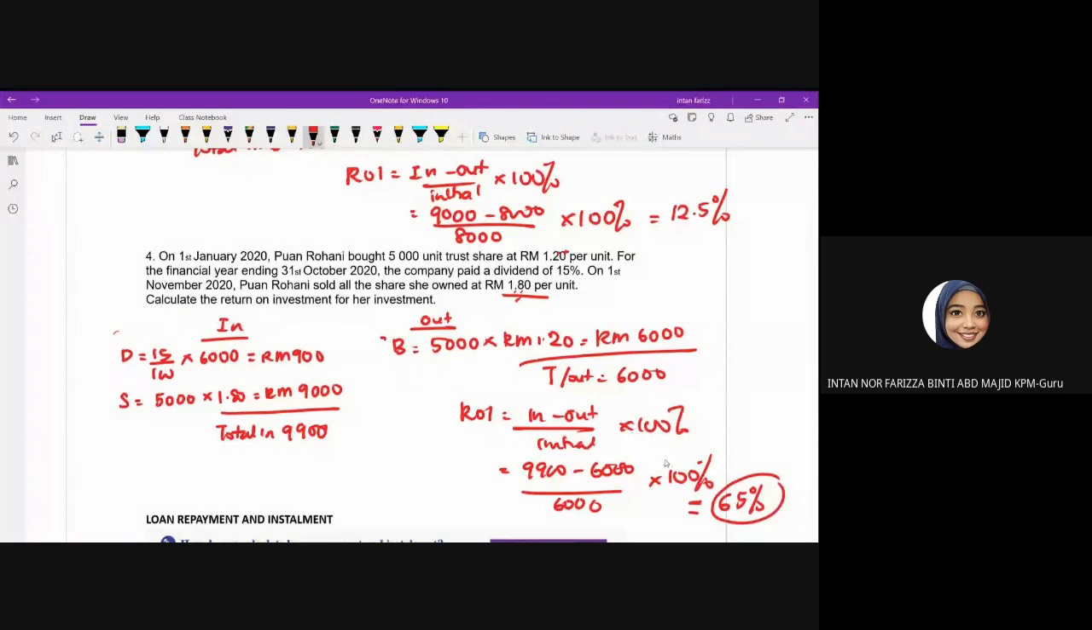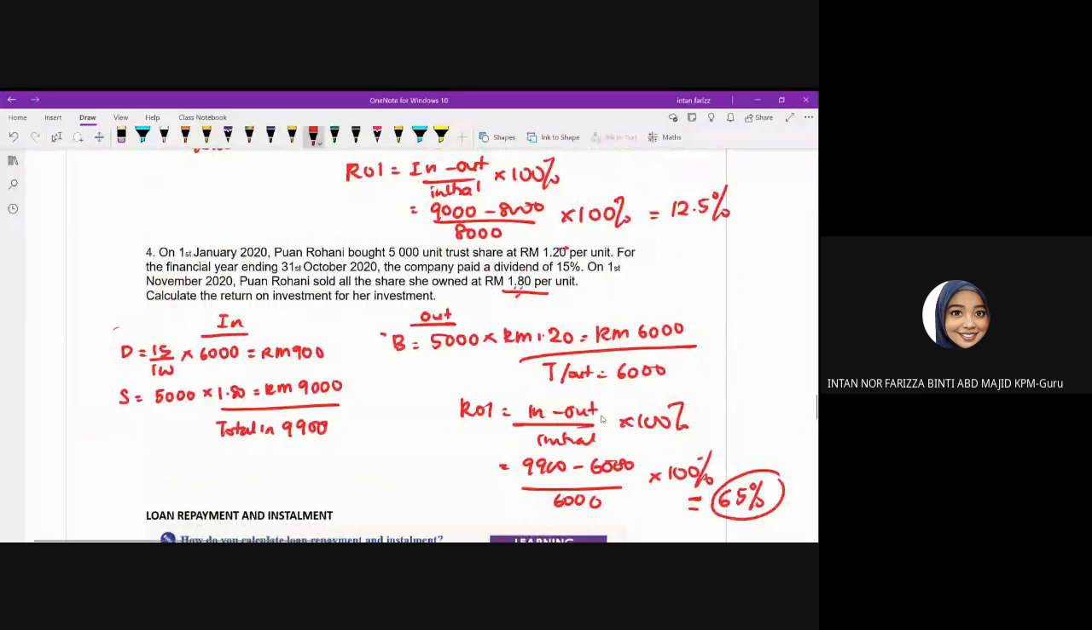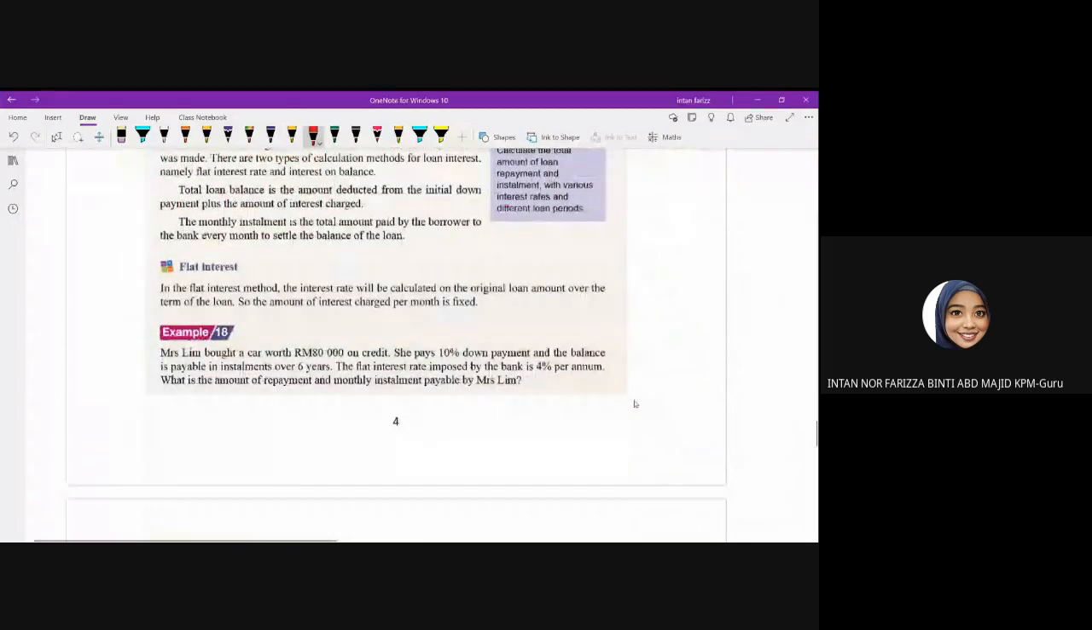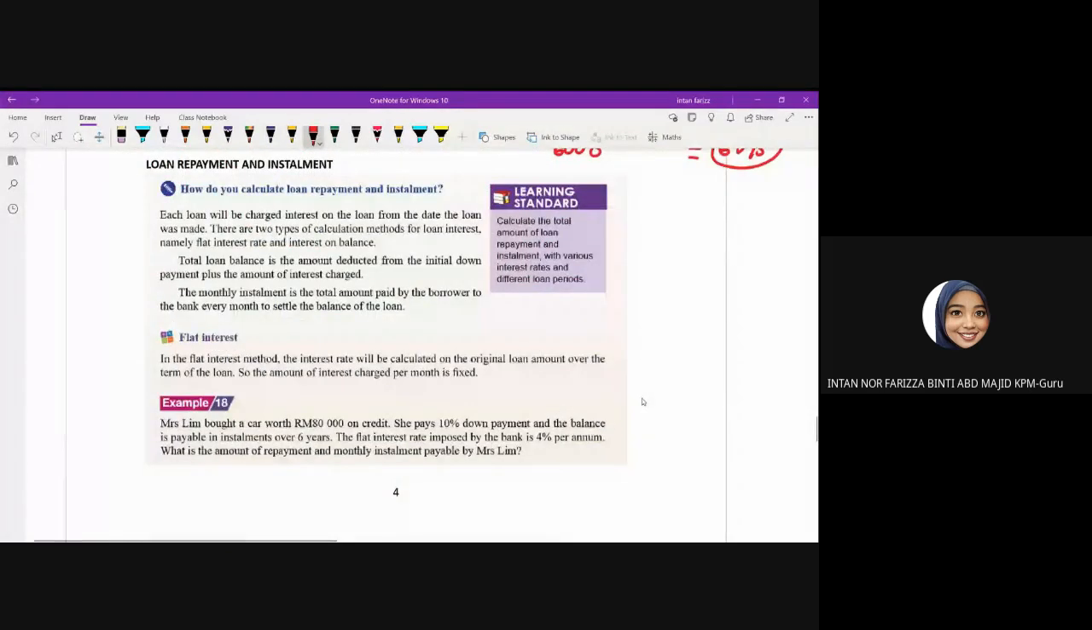Okay? If you don't have time to copy, you can screenshot first or later you can watch the recording. Now let's look at the last part of this lesson, today's lesson. I took the important parts that will surely come up in the exam, not only the school-based exam but also SPM. Next we're going to calculate loan repayment and installment. Favorite question, girls, favorite. We have two types of loan repayment.